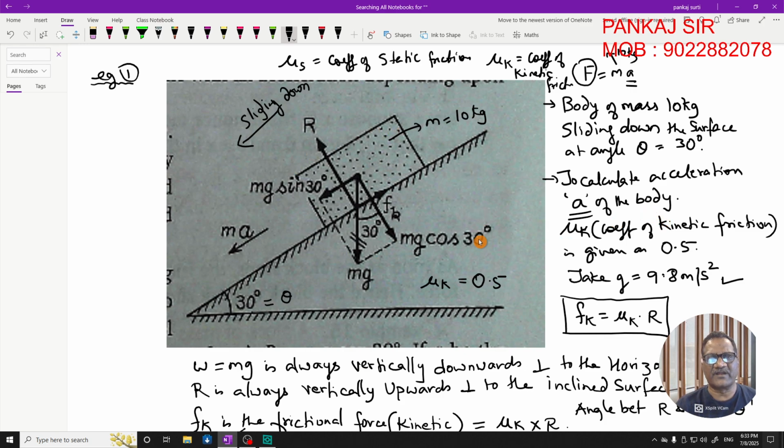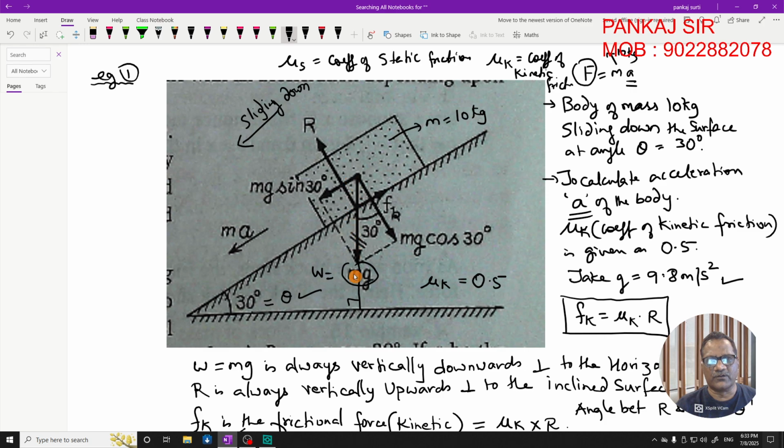First of all, you try to understand the diagram. So this is the inclined plane where the angle of inclination theta is 30 degrees. And this is a body kept on the inclined plane whose mass is 10 kg. And the weight of this particular body, that is mg, will be this. And it is shown going vertically down, perpendicular to the horizontal, right? So this is your W force. W is equal to mg, right?